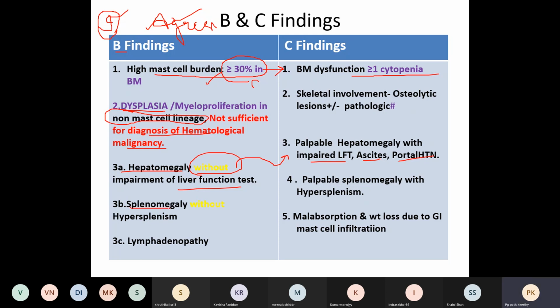Here one more is splenomegaly without hypersplenism. So there is a spleen which is palpable, so it's called splenomegaly, but there is no hypersplenism. What do you mean by hypersplenism? It means excessive destruction of your platelets or RBCs, which is not there. So what will be the critical finding of this? We have a palpable spleen with hypersplenism, right? That's the thing. The extra point here is lymphadenopathy. This is how we understood.